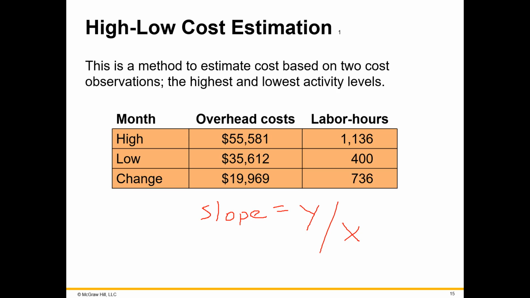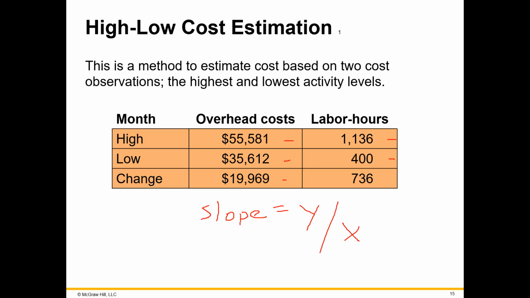Here we're going to see that the month with the highest overhead costs incurred $55,581. The lowest month was $35,612. And so the difference between the two is $19,969. We're going to do the same thing with labor hours. The highest number of hours was 1136 in that same month. The lowest was 400, and so the difference was 736.